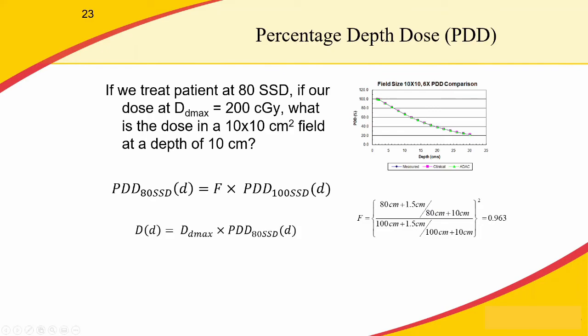And so our dose at our desired depth is just our dose at Dmax times our PDD at 80 SSD. So our dose at 10 cm depth is equal to 200 centigray times 0.963 for the Maynard F factor times 0.668, which is the PDD at 100 centimeter SSD, which would give us a total of 128.7 centigray.